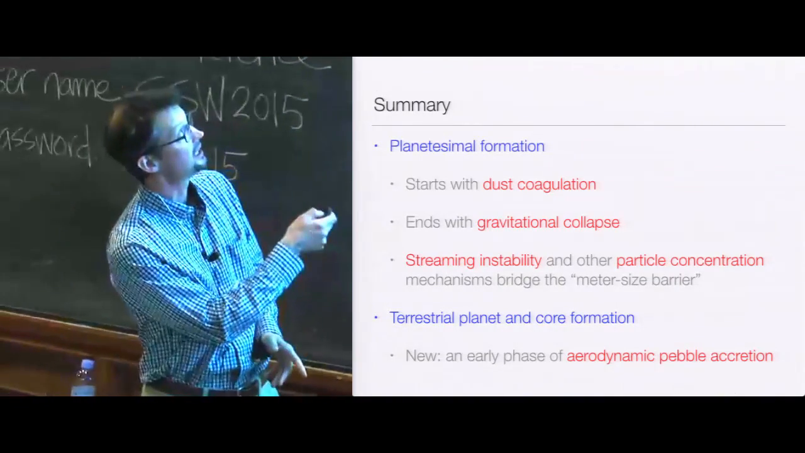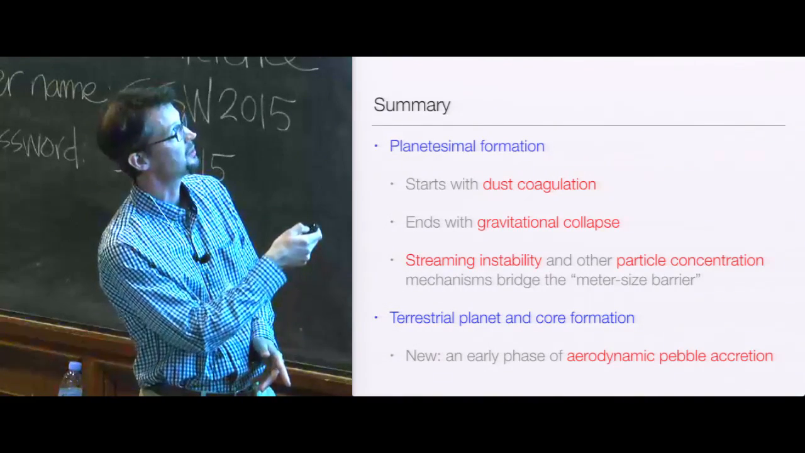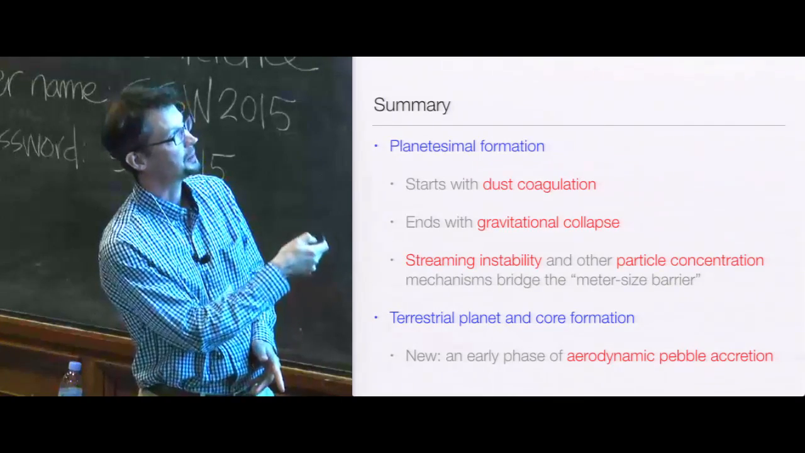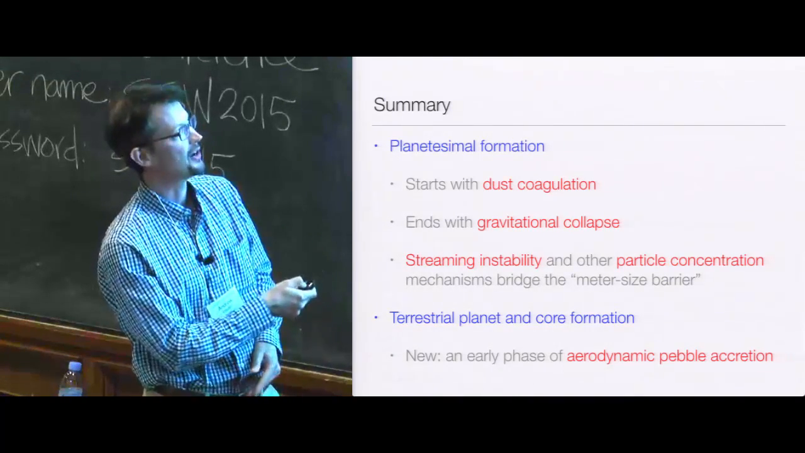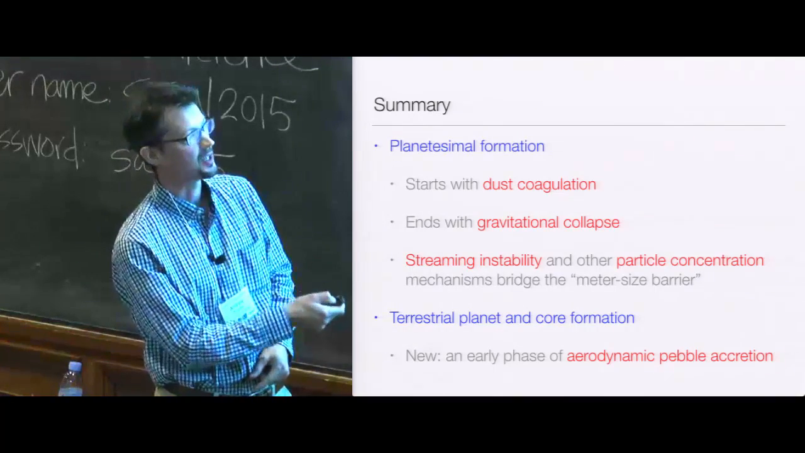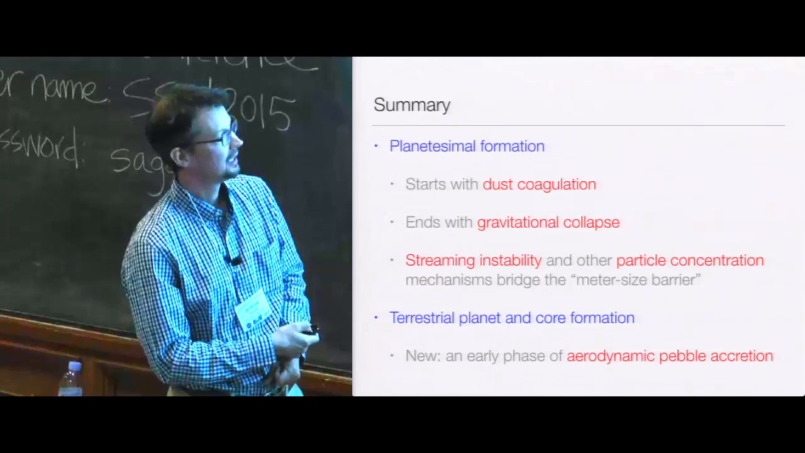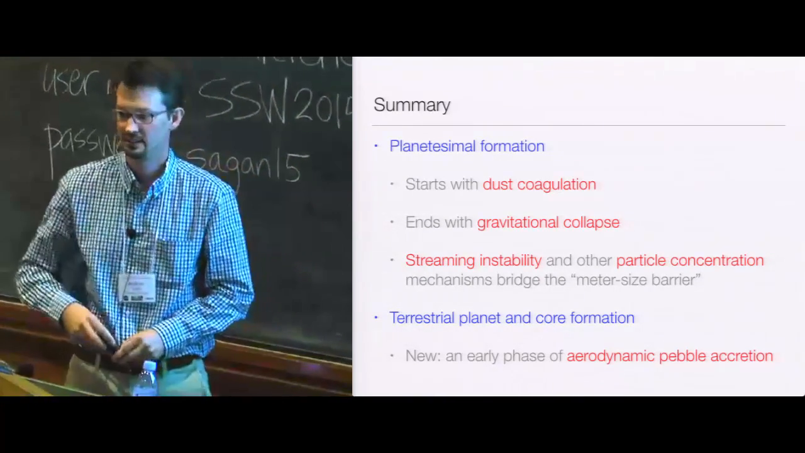So to summarize then, planetesimal formation, it's really not as bad as Scott was saying. We know it's a process that starts with dust coagulation. It probably ends with gravitational collapse. And to bridge the meter-sized barrier in between, we need some sort of particle concentration mechanism like the streaming instability. And then I also gave you a few words on that just now. So thanks.